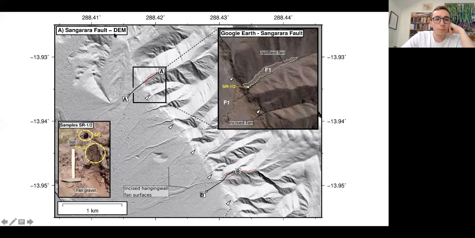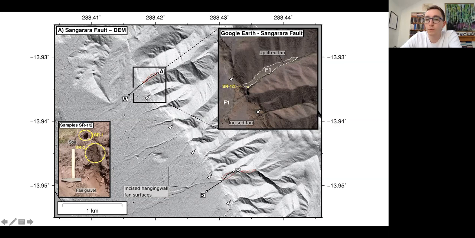So here's a Pleiades stereo DEM. This is just formed using two Pleiades images and using stereo photogrammetry methods to form a high resolution digital elevation model of this area. And it's being colored in hill shades, so this is what this grayscale color looks like. And you can see that in this region at the northwestern tip of the fault, we managed to identify an area where there was a little snippet of fan surface that was preserved and had been uplifted and offset relative to the hanging wall fan surface.